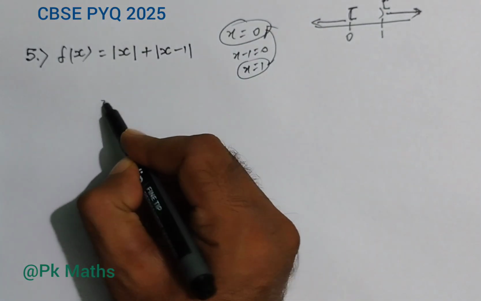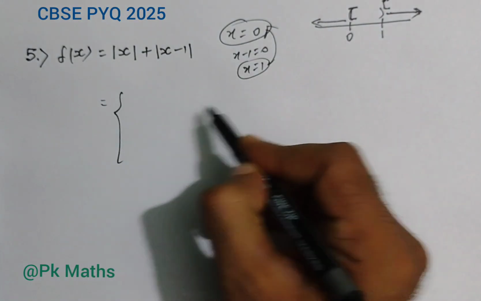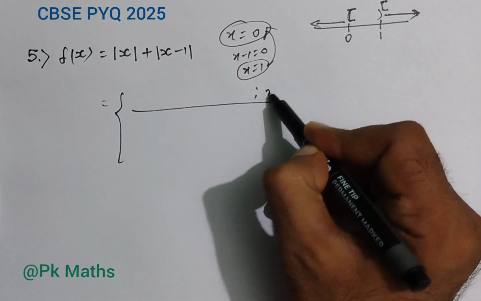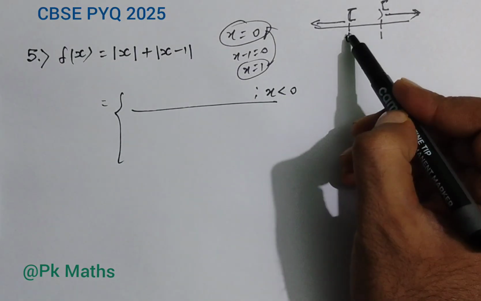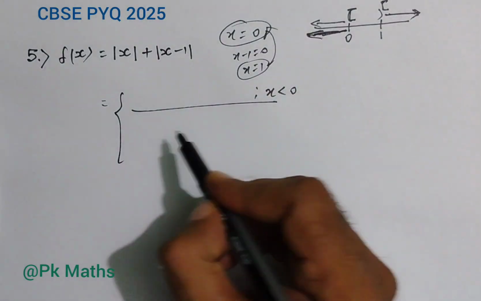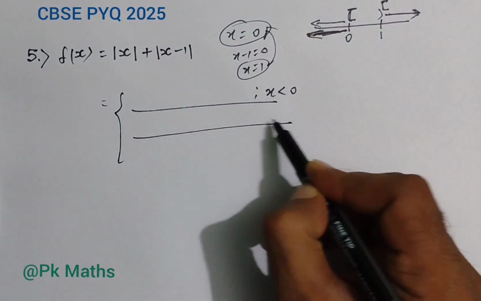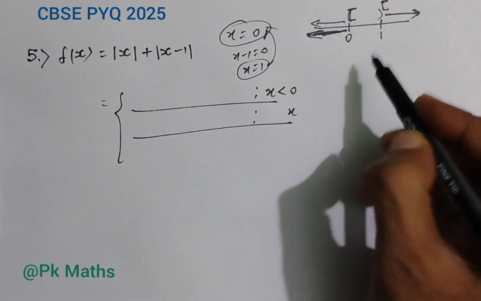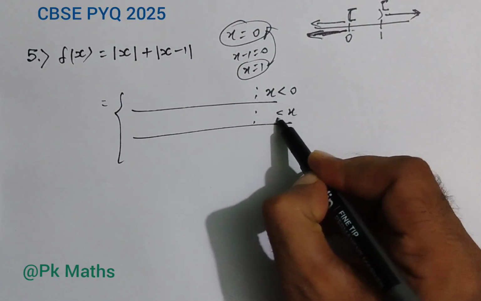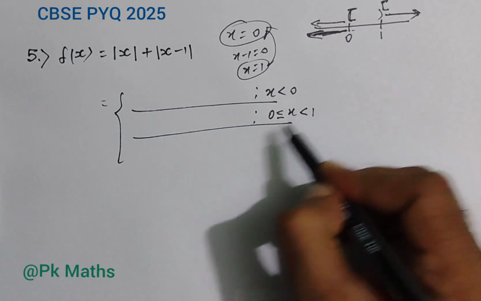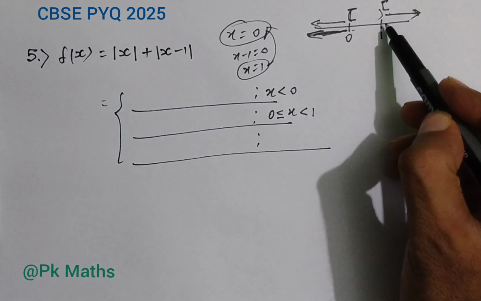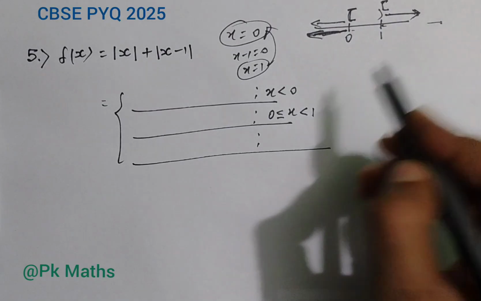we can write this as, for the first part, x is less than 0. That means this side we are considering the less than 0 part. And the second part we are considering when x lies between these regions 0 to 1. Okay, greater than or equal to 0, less than 1. And in the third part we are considering x is 1 or greater than 1.